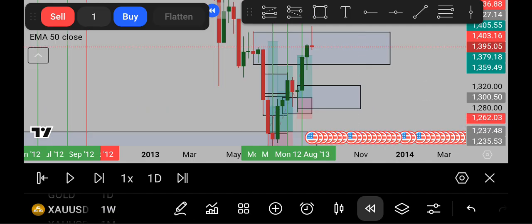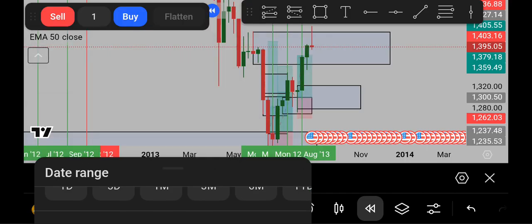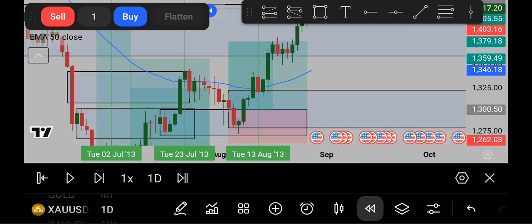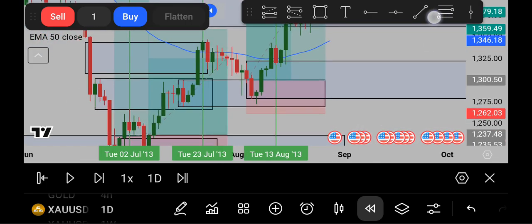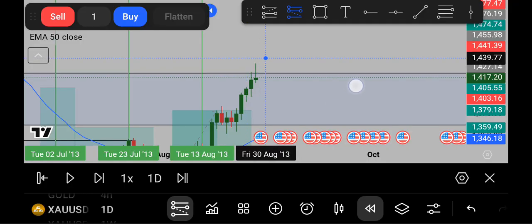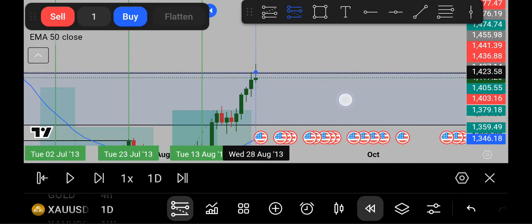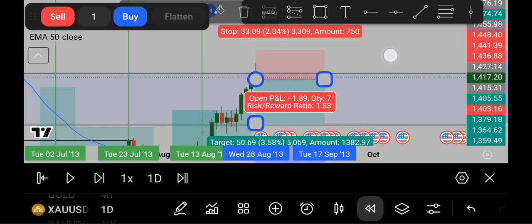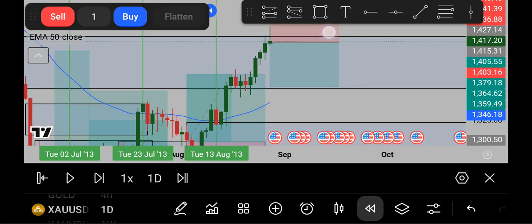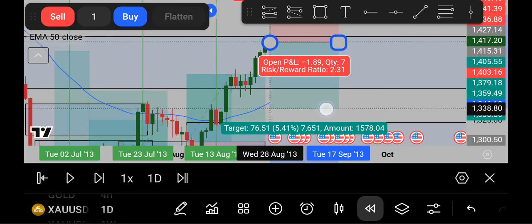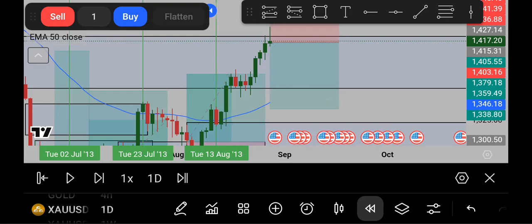Then from there again, we switch back to our lower time frame. And that's the zone that I have marked right there, that the market will retest back to. Now from there, I will enter the sell position from here. Stop goes below the low, and I'll be targeting 2R on this trade. So let's see what we got.